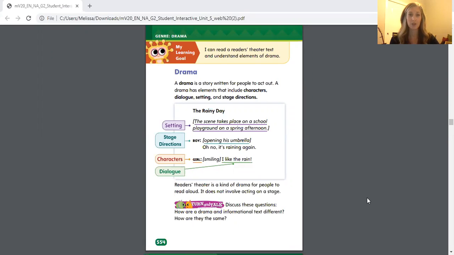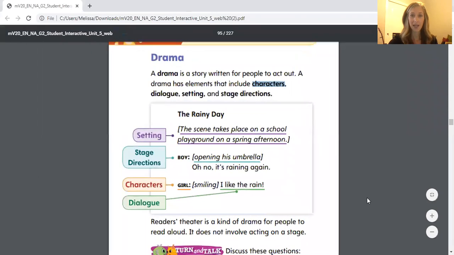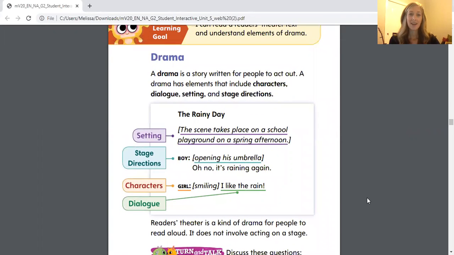We're on page 554. So, what is a drama? Drama is a fancy word for a play. Let's go ahead and talk a little bit more about it. A drama is a story written for people to act out. A drama has elements that include characters, dialogue, that's the conversation that people are having throughout the play, the back and forth, the setting, that's where the drama takes place, and the stage directions. And the stage directions tell the actors what to do.